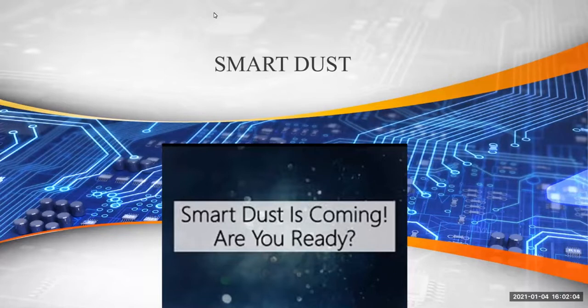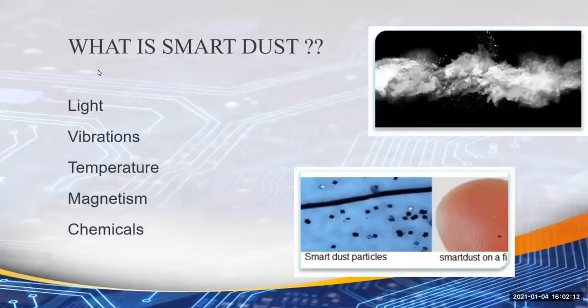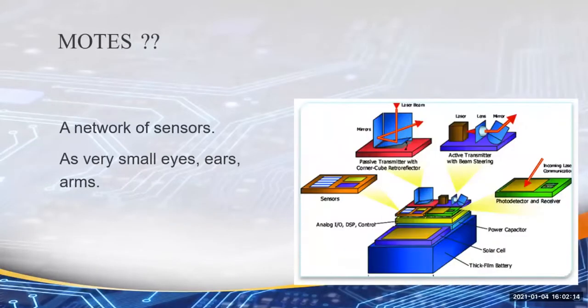So, smart dust uses motes. What is a mote actually? A network of sensors made up of tiny wireless computer systems called motes. Motes sense various data including light, vibration, temperature, pressure, etc. A lot of things. Think about motes acting like very small microscopic eyes, ears, and arms. These motes could move around the world and collect all kinds of data.